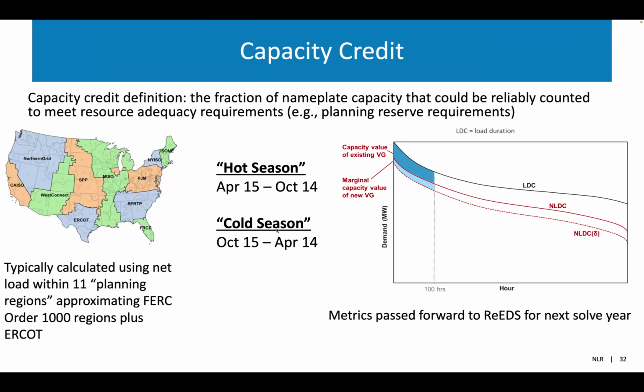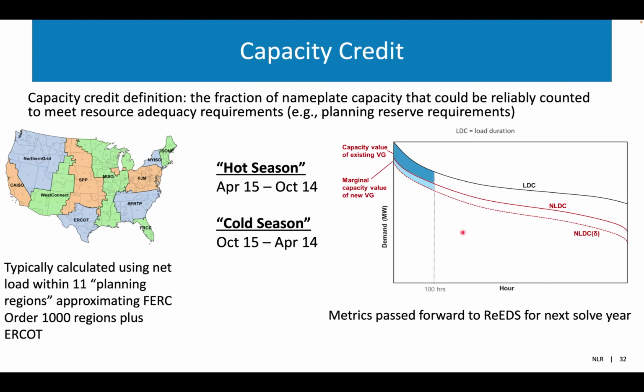So in this next slide, we'll go through how the capacity credit module actually calculates the firm capacity and marginal capacity credit for each solve year. It starts by taking 7 years of hourly load data at the planning region resolution and splitting that load profile into either hours in the hot season or the cold season. Then for each season, organize the hours from highest hourly load to lowest to create the load duration curve, which is this black line here on the right.